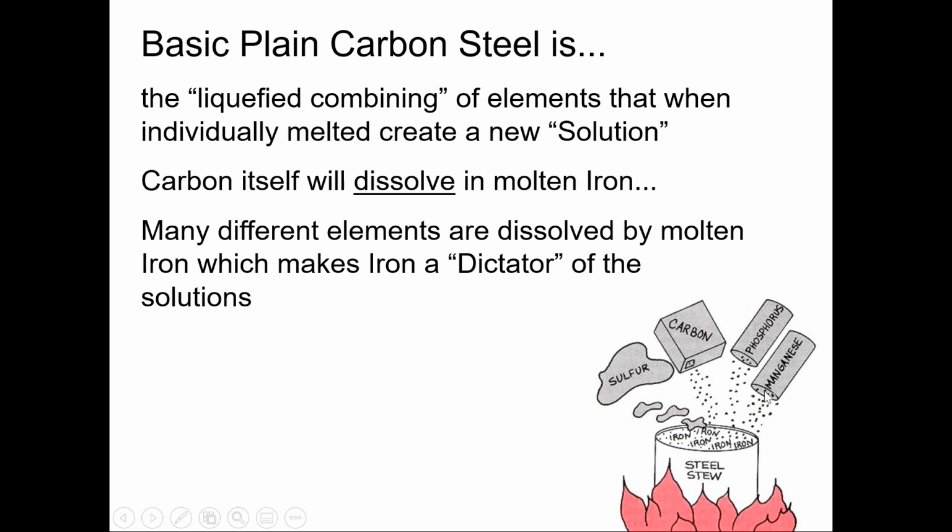If you didn't have manganese in steel, steel would be red hot and brittle as glass. And it's a crazy thing to see a piece of material get red hot and you hit it with a hammer and it breaks like a piece of glass, because manganese stops this hot shortness condition. So remember that carbon will dissolve into the molten iron because iron is a dictator solution. A little bit of grade 9 science for you there.